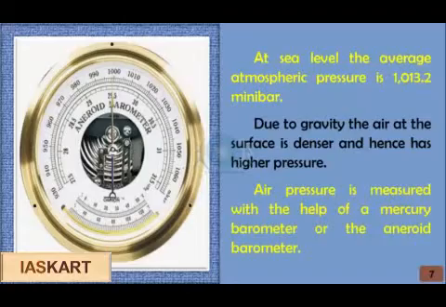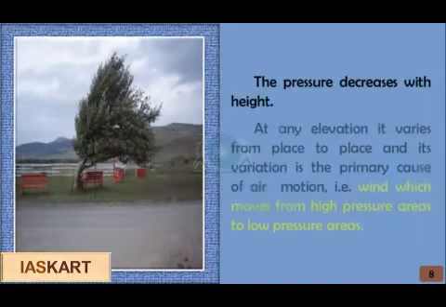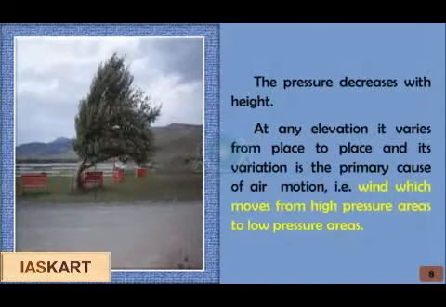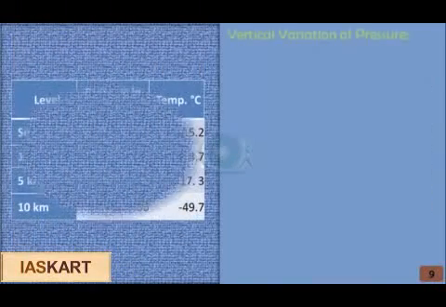Air pressure is measured with the help of a mercury barometer or the aneroid barometer. The pressure decreases with height. At any elevation, it varies from place to place, and its variation is the primary cause of air motion, that is wind, which moves from high pressure areas to low pressure areas.